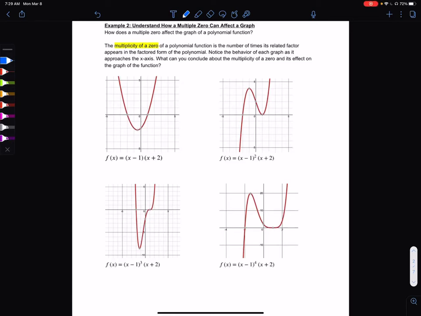In this video, we're looking at example 2 from section 3.5. We're going to understand how a multiple zero can affect the graph. So the question we're asked is, how does a multiple zero affect the graph of a polynomial function?